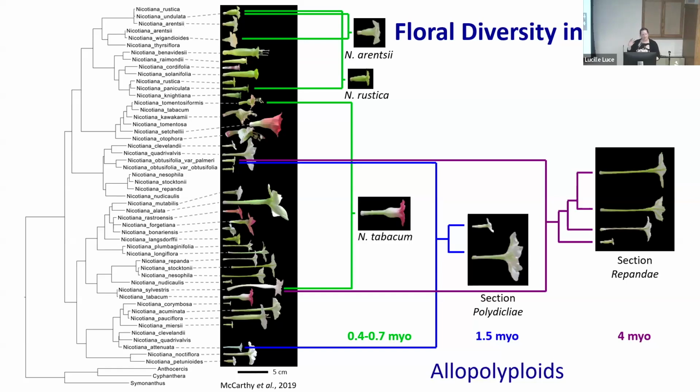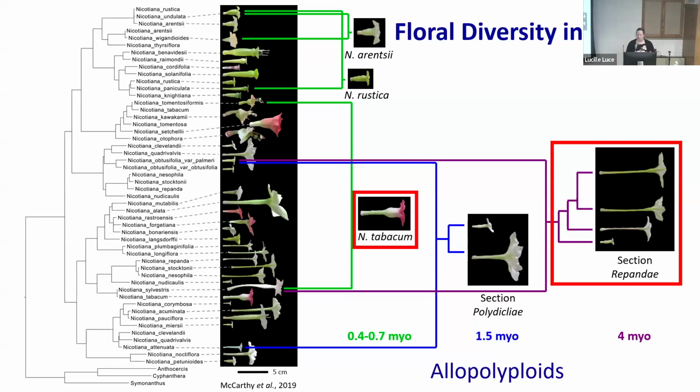We have this really nice trajectory of different aged polyploids, so we can ask questions about the differences between what's happening short-term and long-term consequences of allopolyploids as they evolve. Today, the stories I'm going to tell you are involving Nicotiana tabacum, this young polyploid, and Section Repandae, this older one.